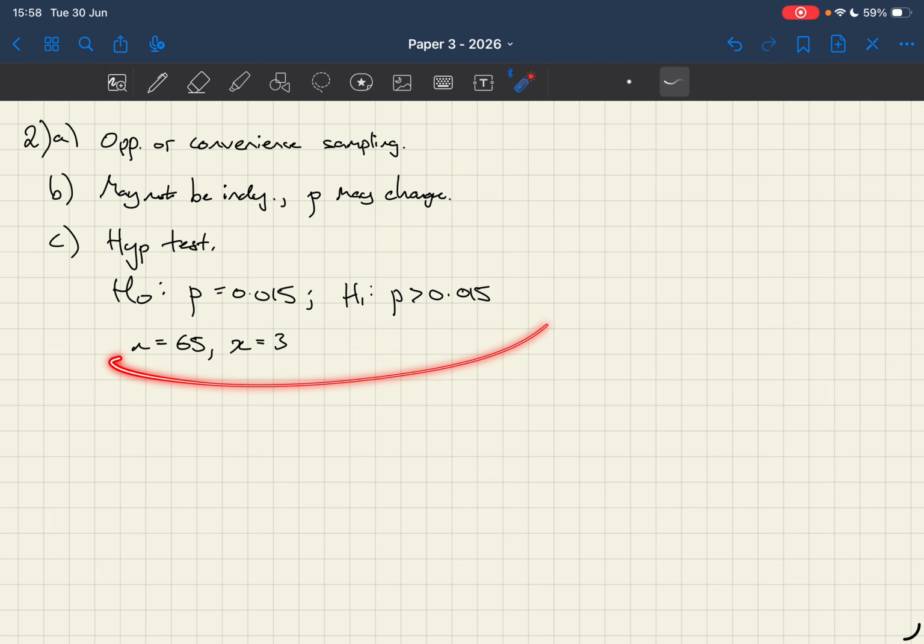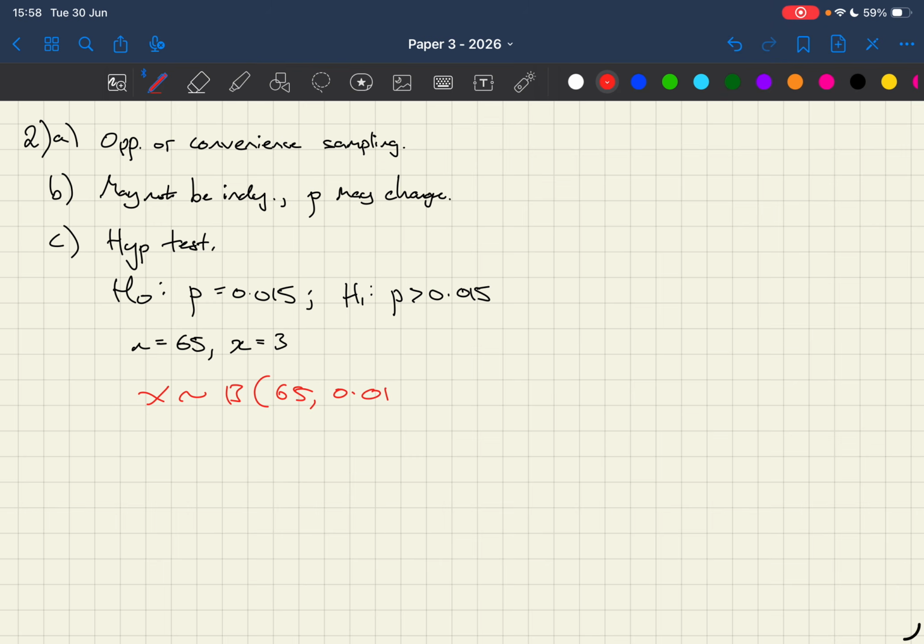So we're doing a hypothesis test to see whether the probability is bigger than 0.015. We're given a test statistic of 3 and a sample size of 65. Sorry, first thing to do, actually, what's the mean? Let's first write down what our distribution is. It's distributed binomially, 65 and 0.015. So the mean, the average value that outputs, is 65 times 0.015.